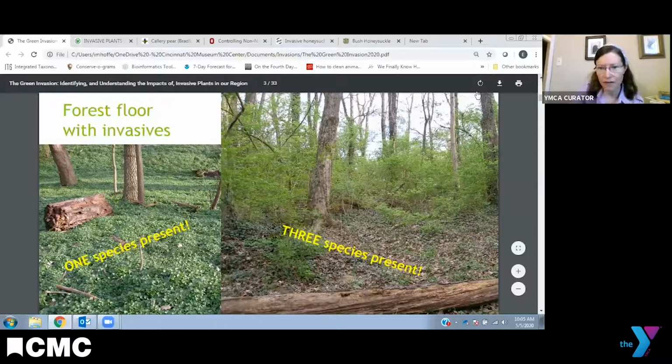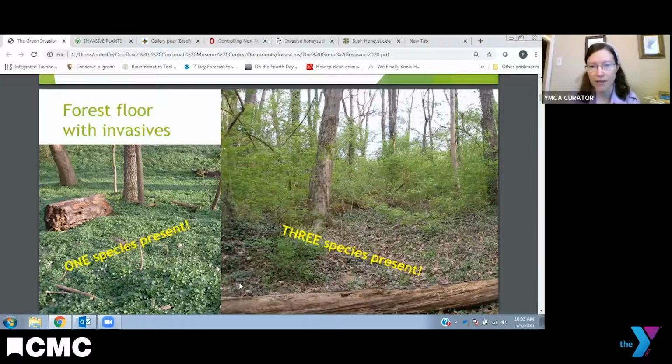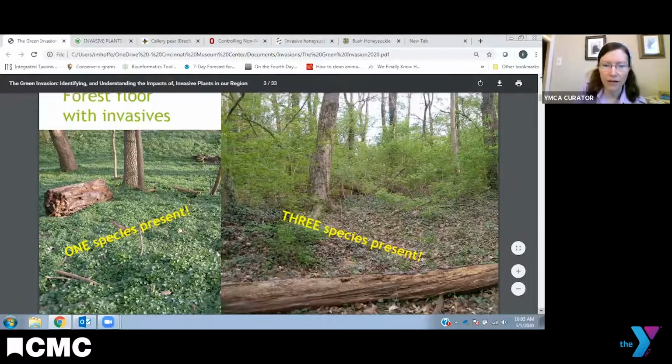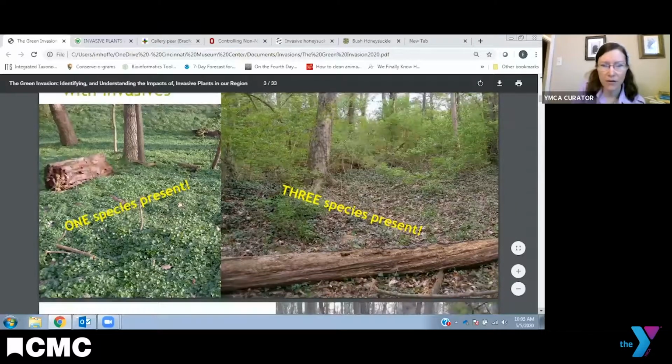And then on the right there, you have three species that are present on that forest floor. I'm not counting the trees, just the floor itself. So in that picture, you've got bush honeysuckle and two kinds of ground cover. So low biodiversity, more of a monoculture.